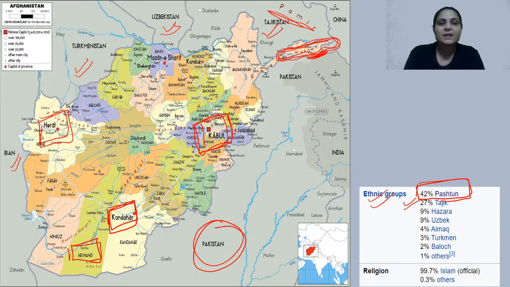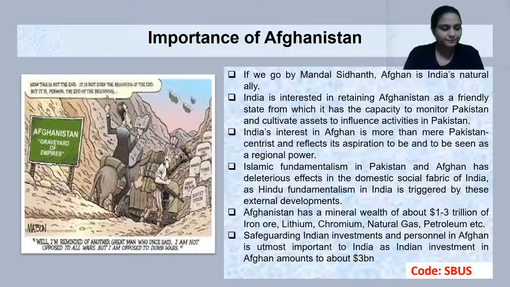27% of Afghanistan is Tajiks, who come from Tajikistan. Then there are Hazaras, Uzbeks, Aimaks, Turkmen, and Balochis. In fact, Balochistan was also divided by the Durand line. The Durand line is the boundary line between Afghanistan and Pakistan, and it still creates a lot of problems. So that's the second part of the Afghanistan-Pakistan dispute. Religion: the country is Islamic. Islam is the officially declared religion of the country, and the other 0.3% are minorities.